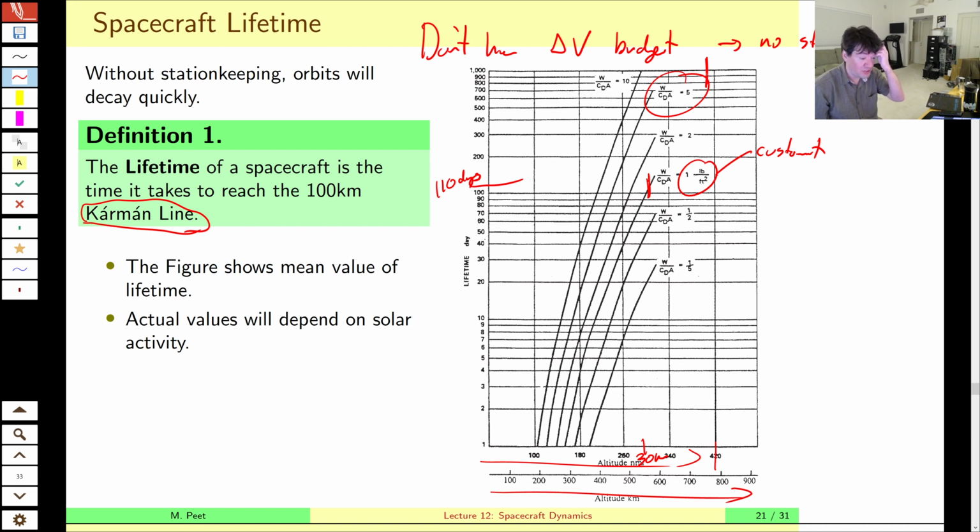Regardless of which ballistic coefficient you have, we could extrapolate that out. Here, this is still 100. So a light spacecraft still won't last forever, but at 400 kilometers, a reasonably heavy spacecraft will last 3 years or so. Again, this actually shows the mean. This is for a mean value of density, of solar activity.